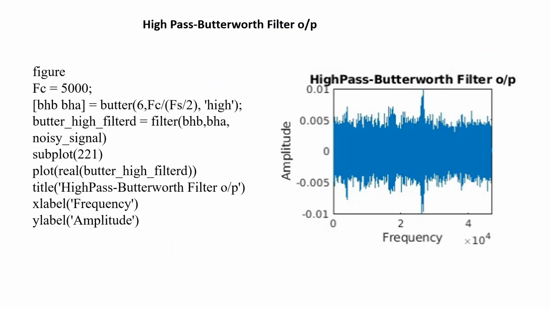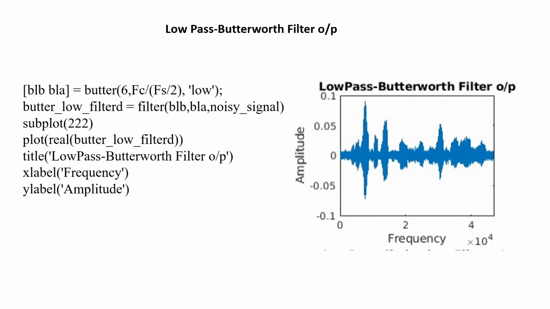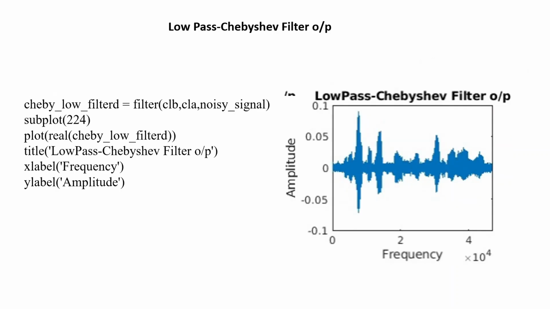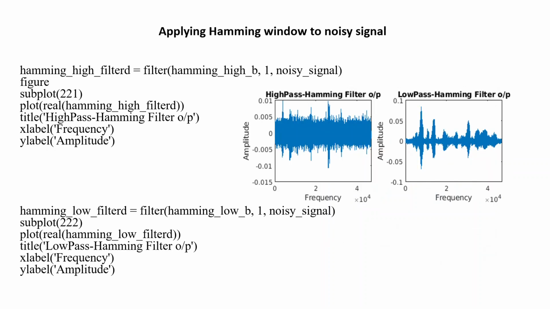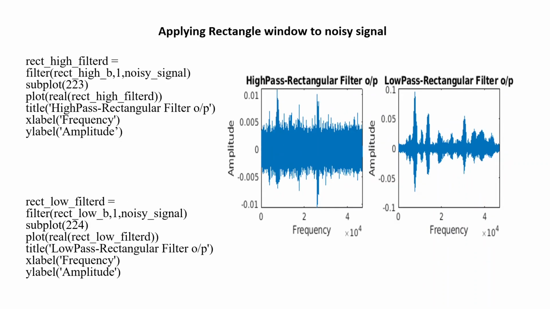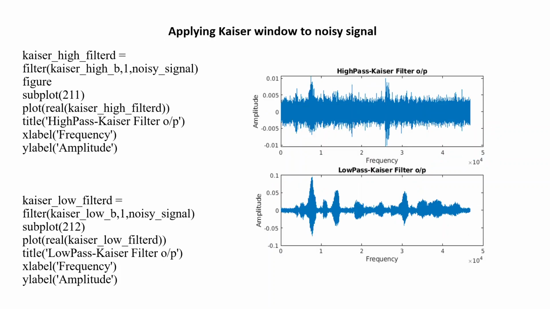Then we applied the high pass Butterworth filter, and you can see the plot here. Then we apply the low pass Butterworth filter, then the high pass Chebyshev filter and the low pass Chebyshev filter. These are IIR techniques. Then we have applied FIR techniques, that is first the Hamming window for both high pass and low pass filters, and then the Hanning window, Blackman window, rectangular window and Kaiser window.